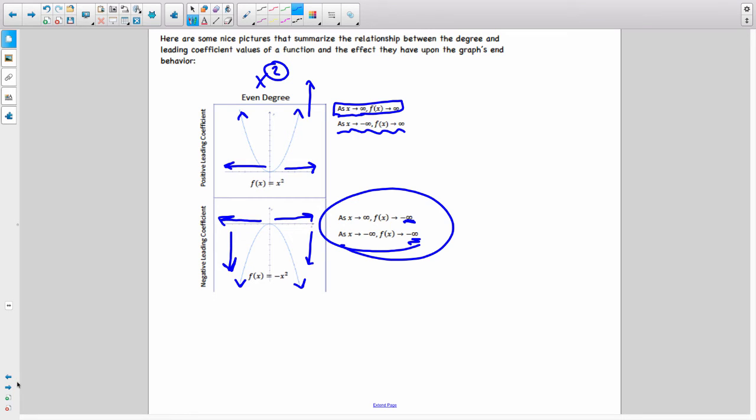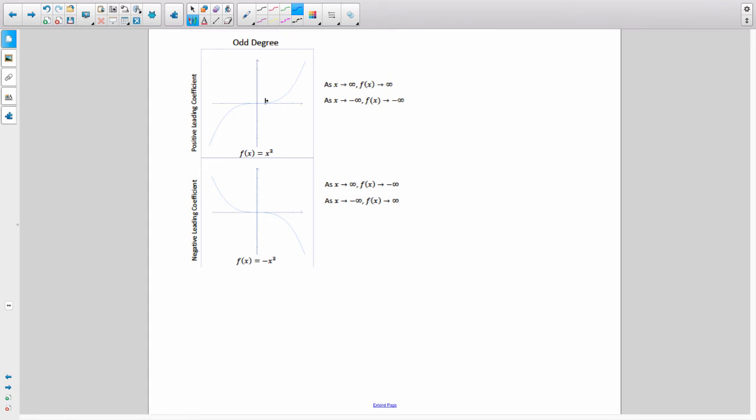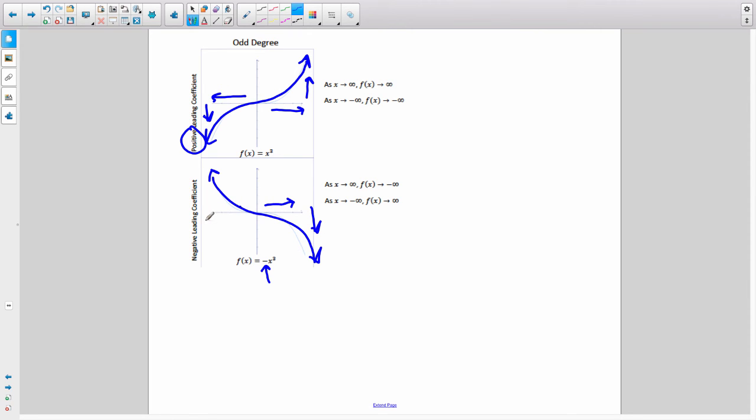And finally, for those oddballs, right? Check this out. Here's a little squiggly wiggly. There you go. For odd degrees, as x goes to the right, so does your graph. As x goes to the left, your graph goes down. That's if the leading coefficient is positive. If your leading coefficient's negative, like you see here, as your graph goes to the right, your graph goes down. And as the x values go to the left, your graph goes up. That's what this fancy stuff means.